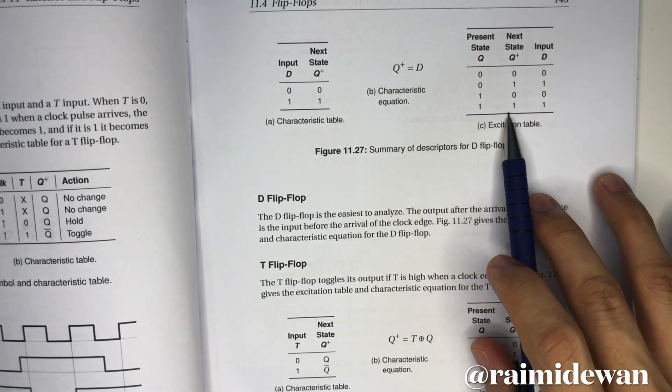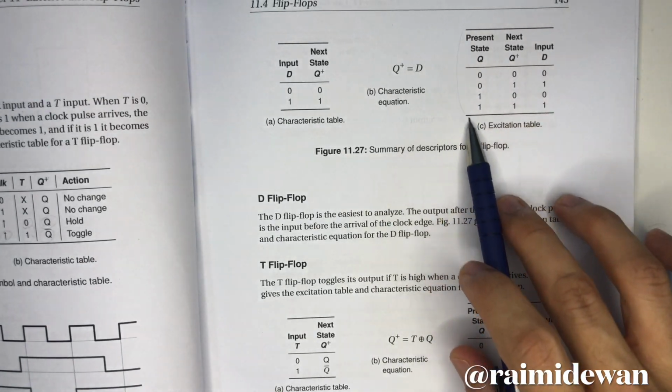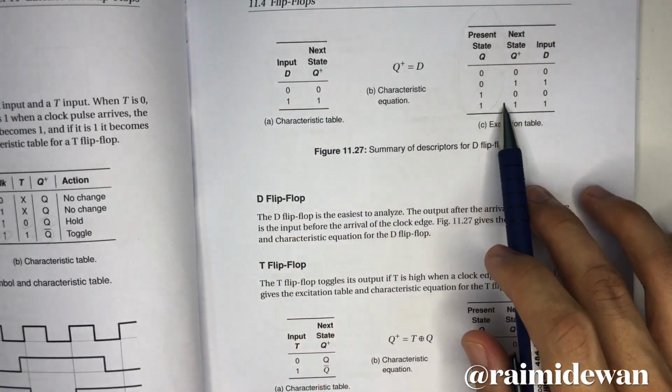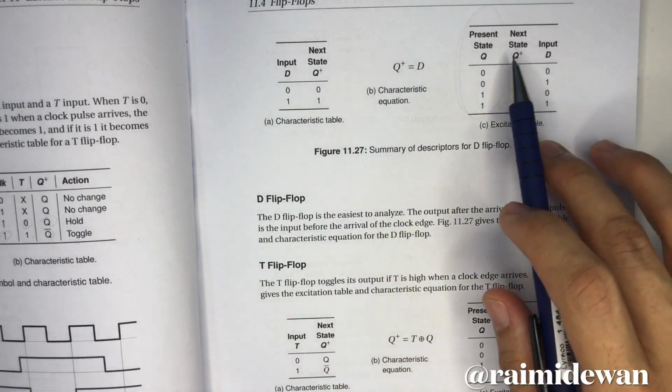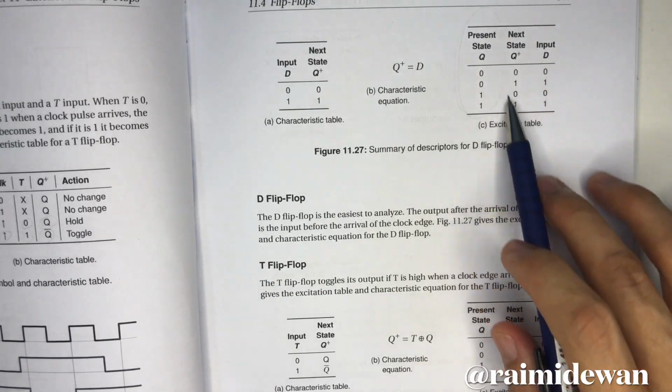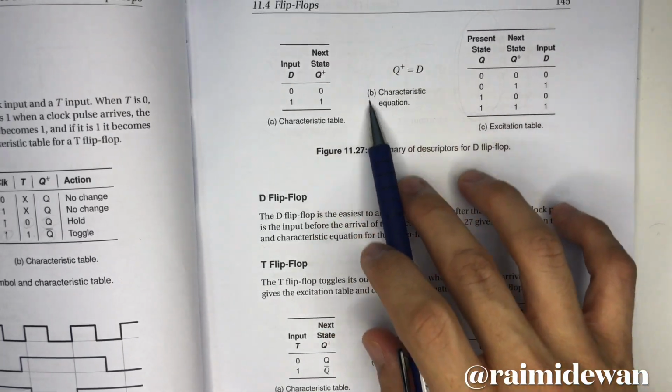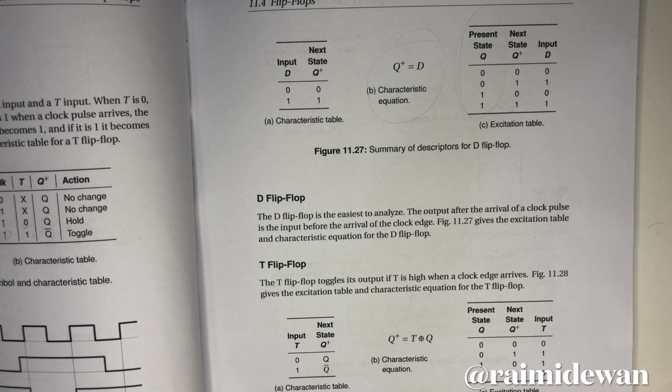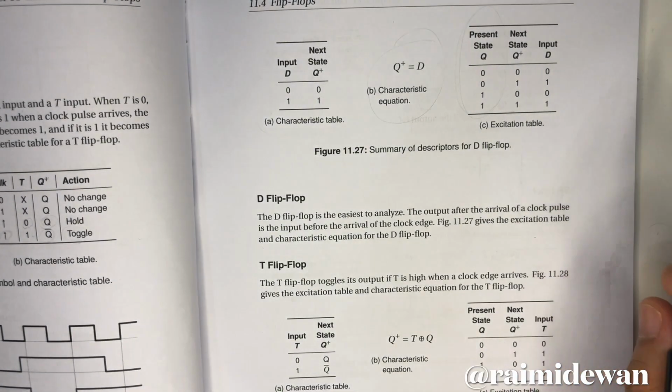In the excitation table, the input is the present state. This is your input, so it's different, right? You can see the difference. Then you have your next state, and then you have these characteristic equations. So I think you can spot the difference.